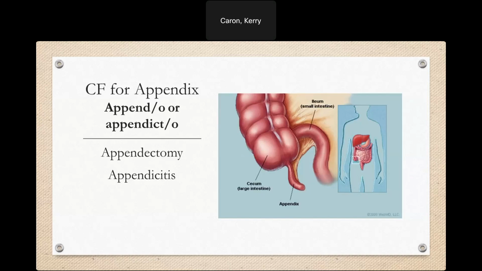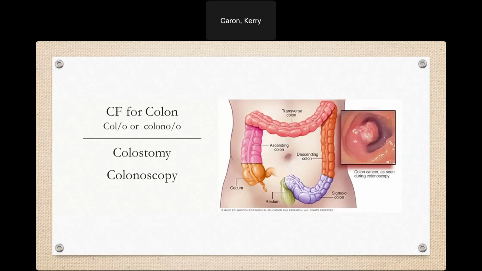Appendo or appendicto, right here, is the appendix, this little finger-like projection where the ileum meets the cecum, where small intestines meet large intestines. That's where the appendix is. And I mentioned this one, colo or colono, is referring to the colon in general, so the whole large intestine.